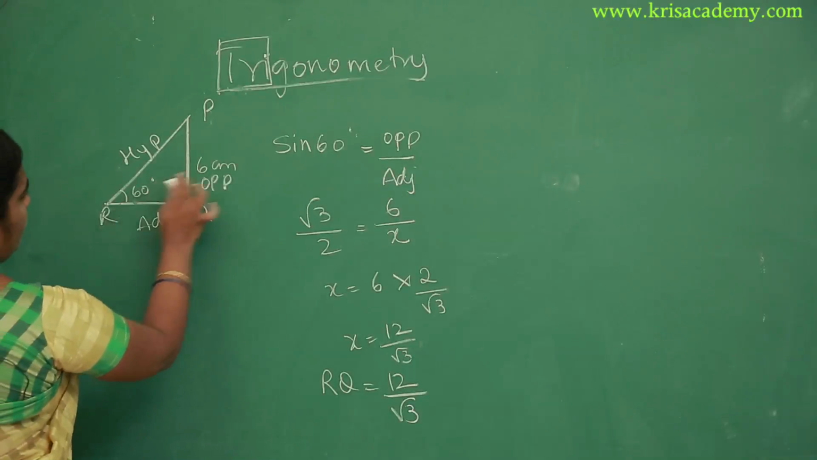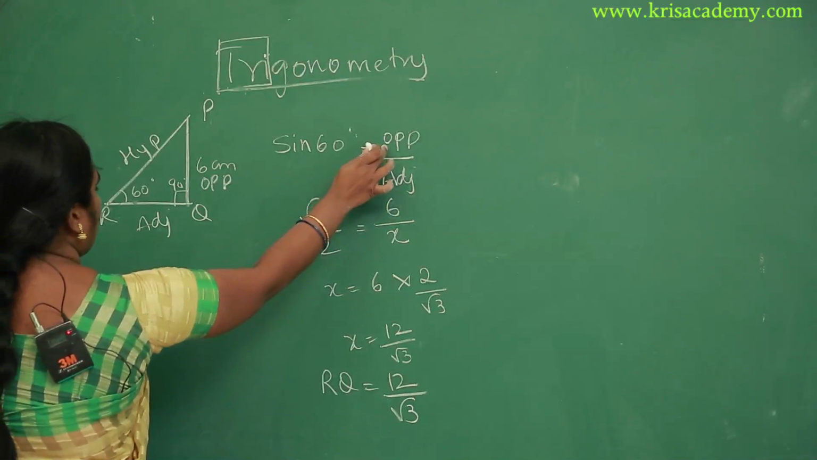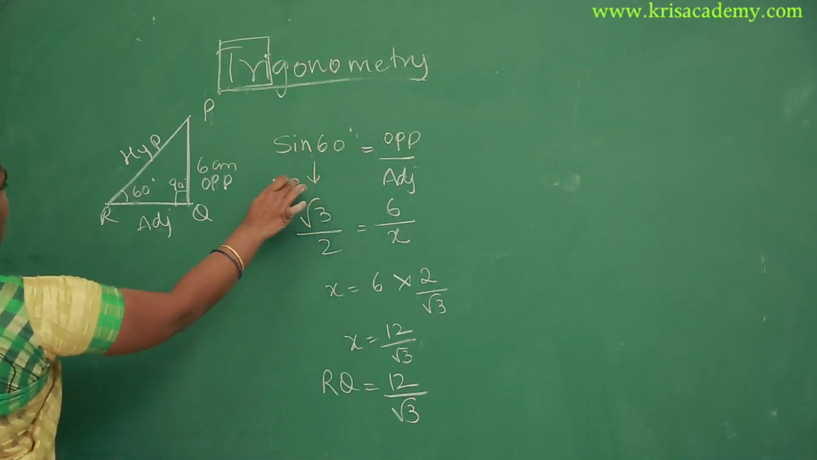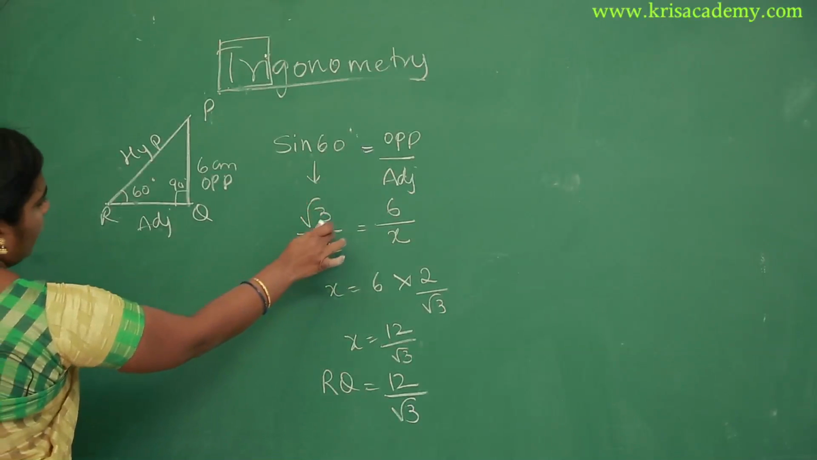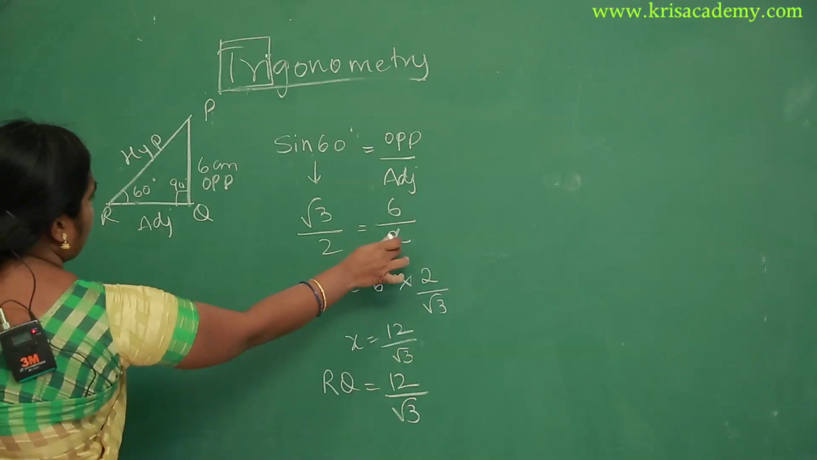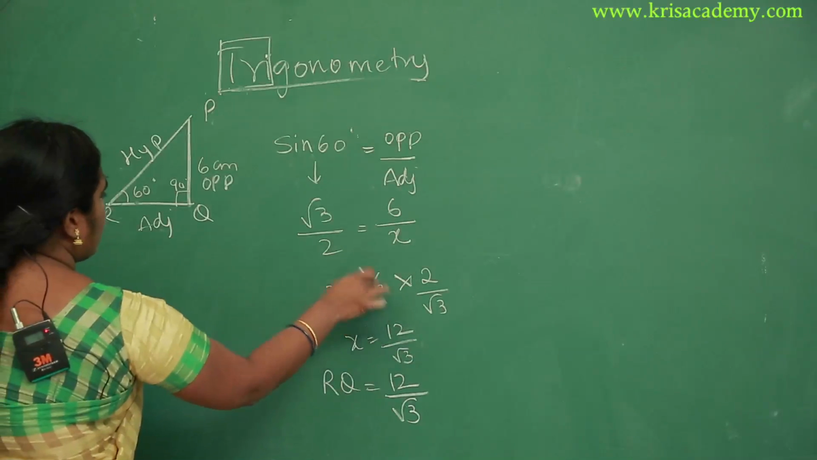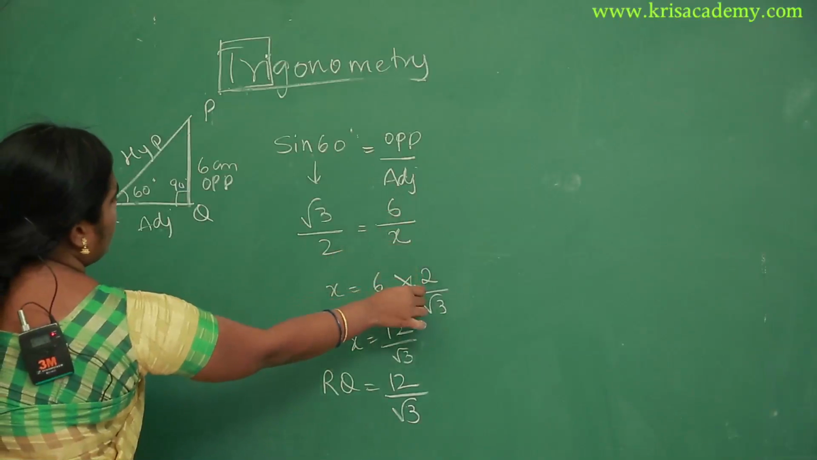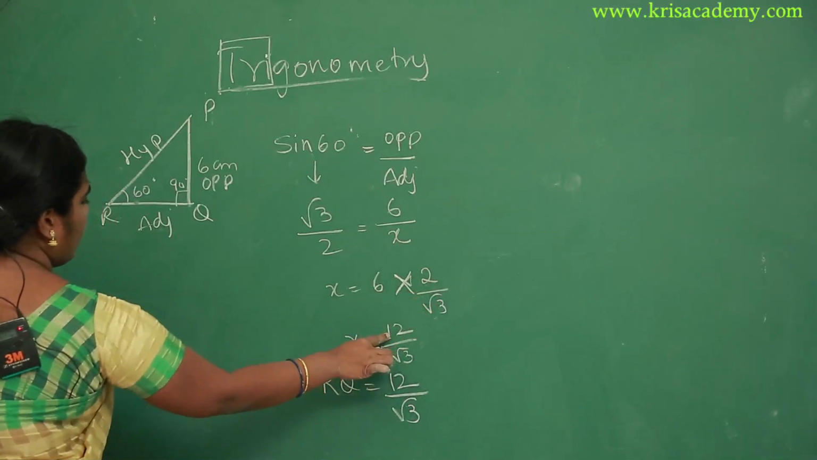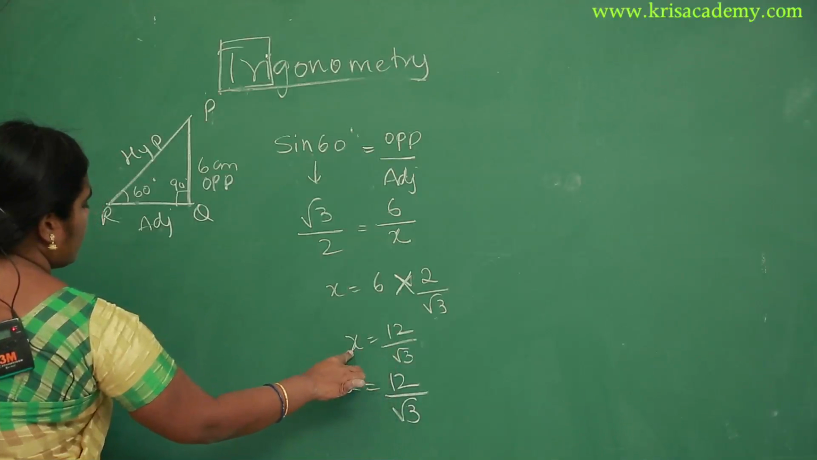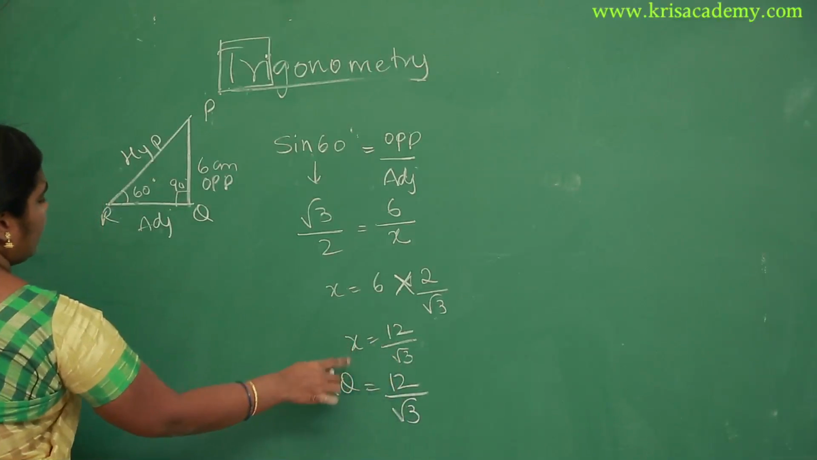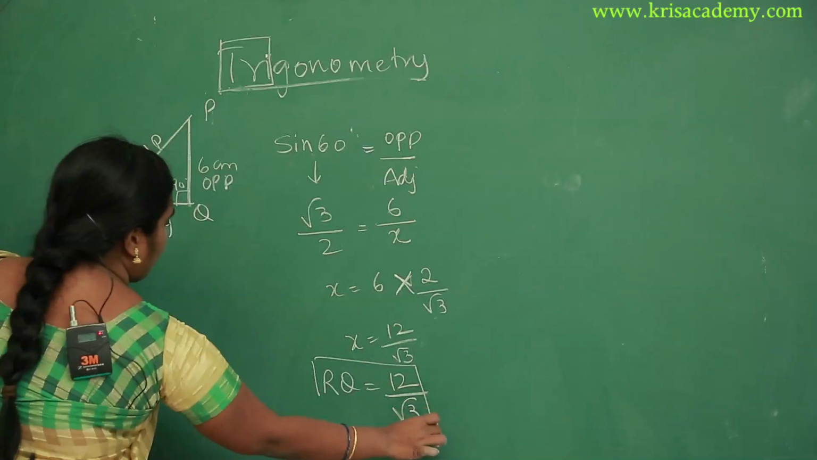So sin 60 degrees is equal to the trigonometric ratio opposite by adjacent. Sin 60 degrees value from the angles table is root 3 by 2. The adjacent value we have to calculate, take it as x, so 6 by x. So x is equal to 6, and root 3 by 2 when it goes to the other side becomes 2 by root 3. 6 2s are 12, 12 by root 3. So the adjacent value x is equal to 12 by root 3. Adjacent is nothing but the RQ value, which is 12 by root 3.